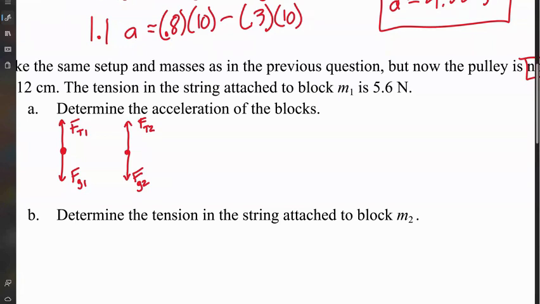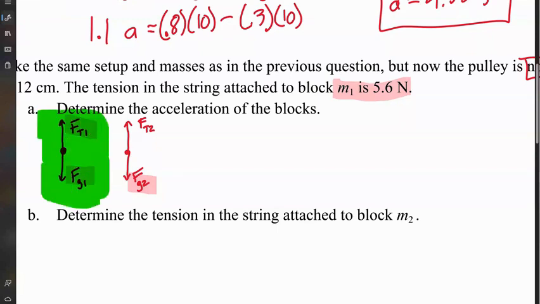Now we know the force of gravity on each of those. That's just given by the mass. We know Ft1 because we're told the tension in the string attached to block M1 is 5.6 newtons. Since we know both of these pieces of information, to solve this problem and determine A, this acceleration, let's use block 1 because we know more information about it. So I'm going to say acceleration of block 1.